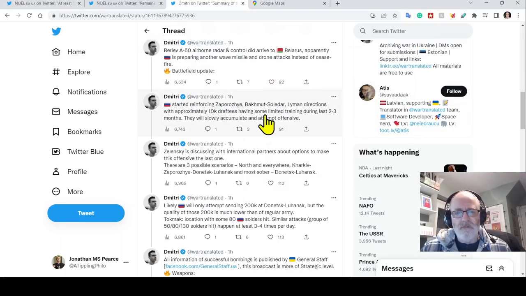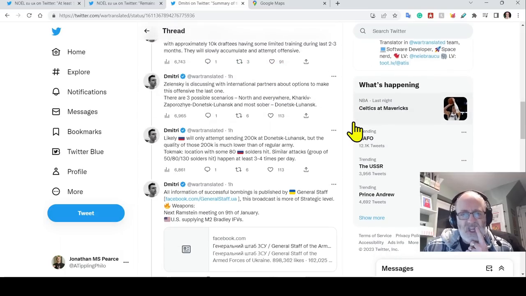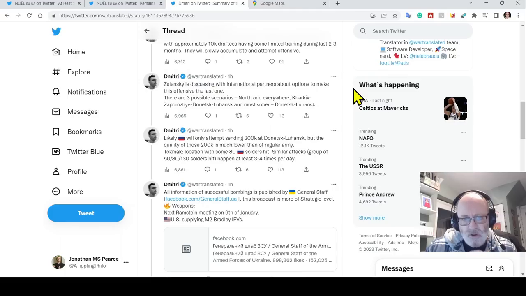Russia have started reinforcing Zaporizhia, Bakhmut, Soledar, Liman directions. That's pretty much everywhere, with approximately 10,000 draftees. Having some limited training during the last 2 to 3 months, they will slowly accumulate and attempt an offensive. So Zelensky is discussing with international partners about options to make this offensive the last one. And I presume he means the Russian offensive, that is Dmitry translating this. So they want to make this the last Russian offensive.